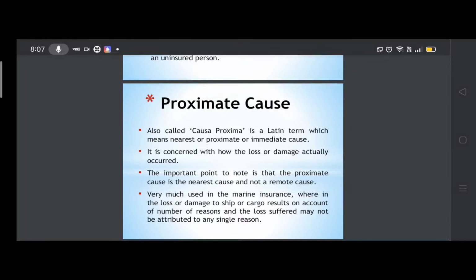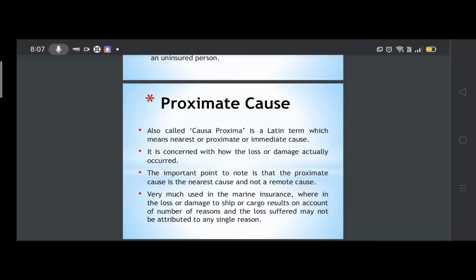Then we have proximate cause. Proximate cause means the actual cause which has happened should be determined, and this is also called causa proxima. It's a Latin term, and it is concerned with how the loss or damage has actually happened. Mostly proximate cause is used in marine insurance, where there are various possible causes, such as piracy or sea dacoits, accident, burning or collision of ship, or any other reason. So it is about proximate cause.